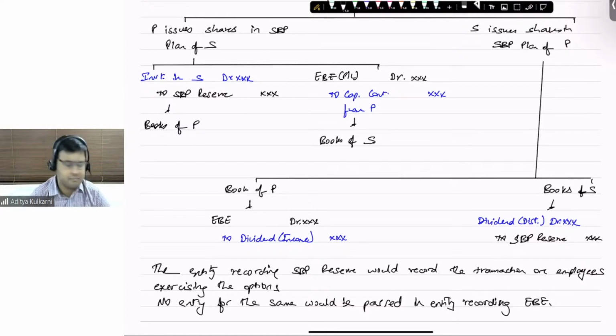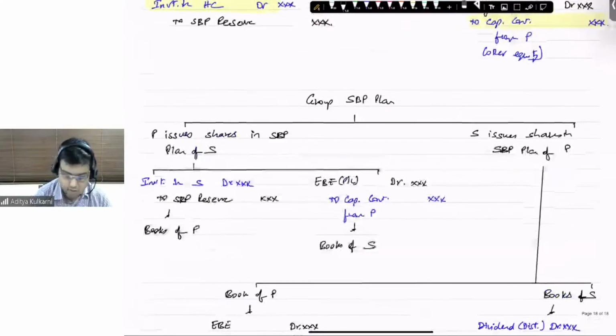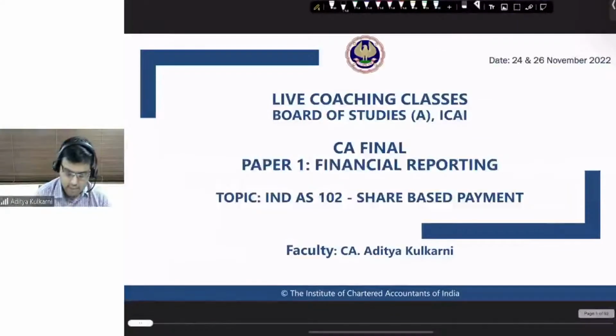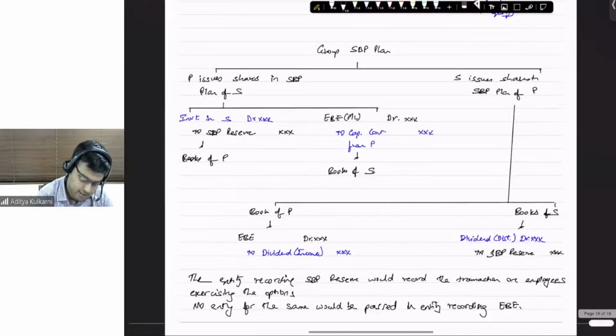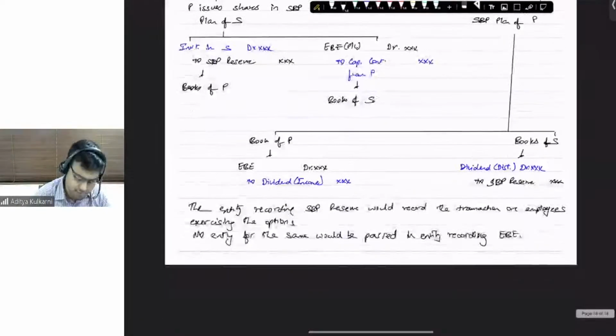Are we clear? Yes. Are we clear with the transaction? Yes. Can we proceed further? I still have 2-3 small things left. I'll not be doing any question here because it's just journal entries. You can go through the questions from your study module. That should kind of help you guys. Okay. So this is group SBP plans.